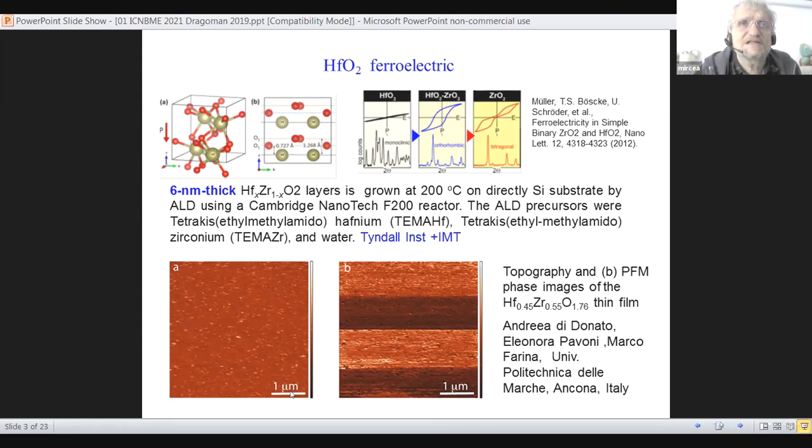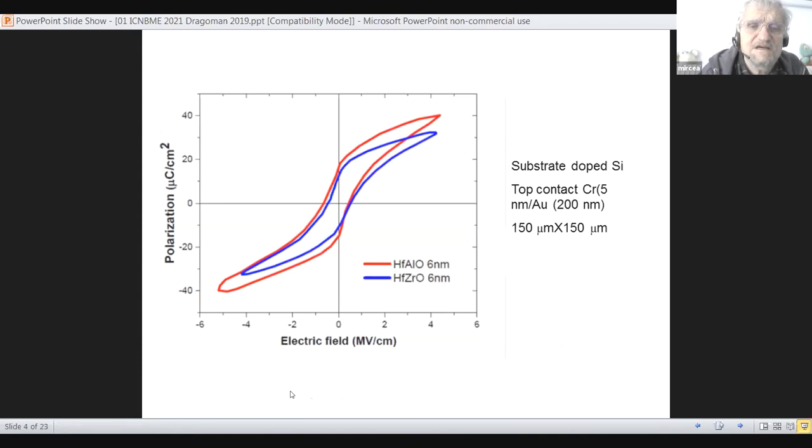And you know that ferroelectricity, like magnetism, means a hysteretic behavior between the electric polarization and electric field. This means that you have a memory effect, and any device which contains a ferroelectric is a non-volatile electronic device. Here you can see the polarization as a function of electric field measured for 6 nanometer hafnium oxide doped with aluminum, doped with zirconium.